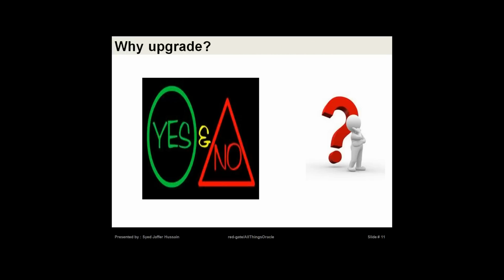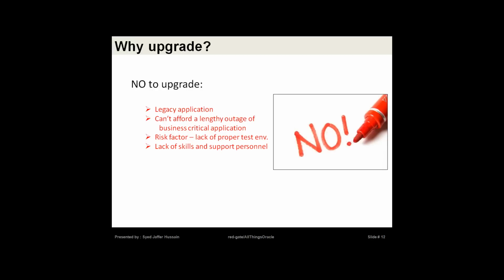So the answer is not just right away. You cannot say yes or no, because there are many key points or situations that say yes and no. So let's discuss some of the key points that people say, yeah, we're going to go ahead with the upgrade, and somebody says, no, we are not going for the upgrade. So let's talk about the negative first. Why are people afraid to go with upgrade, or why does an organization say no to upgrade?